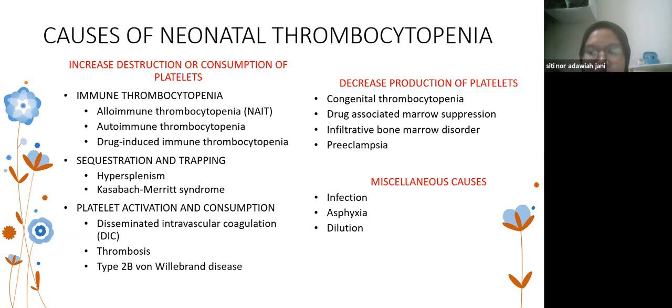So miscellaneous causes can be due to infection and asphyxia, because both can lead to DIC, and also dilution, because when the neonate receives an exchange transfusion, they receive a blood volume that has a low platelet count. So we can see the baby have thrombocytopenia. Next slide.